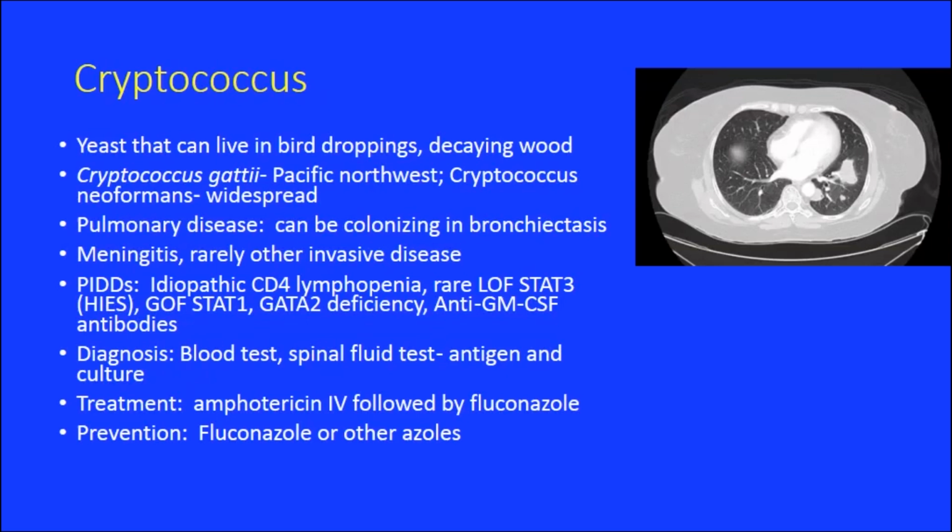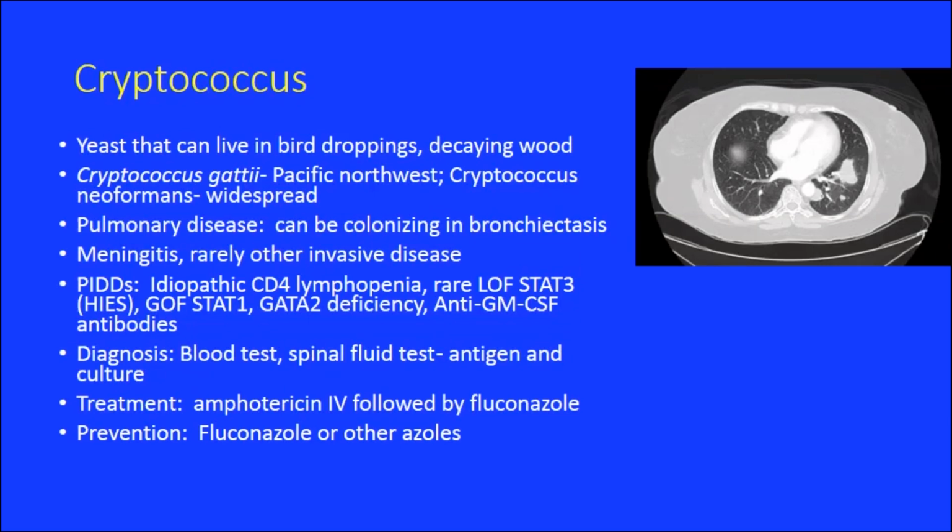deficiency, and then this entity called anti-GM-CSF autoantibodies, where your body is kind of autoimmune, making an antibody against this one inflammatory molecule that helps some of the white blood cells grow. That can cause both a lung disease called pulmonary alveolar proteinosis, but also can predispose to Cryptococcus meningitis, specifically with GATI. So how do we diagnose this?